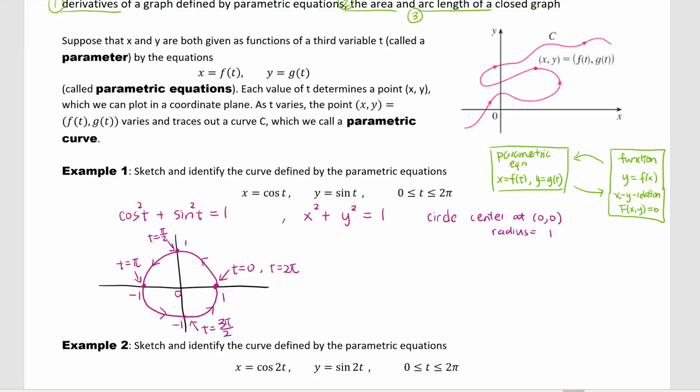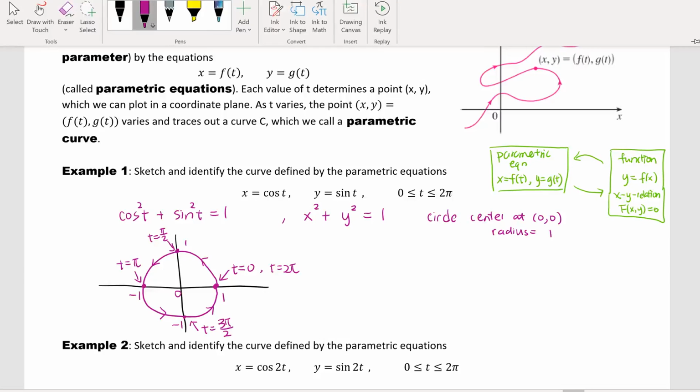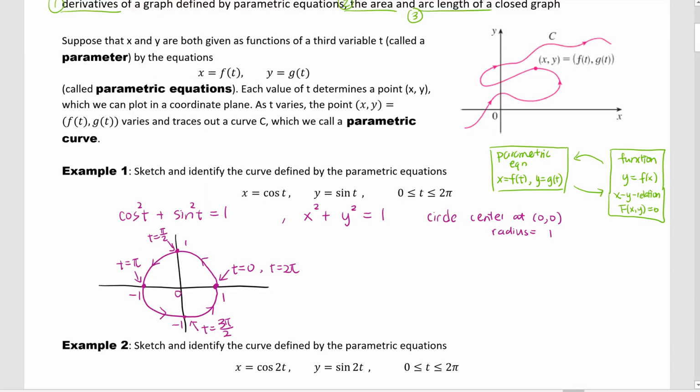Okay, and so this is the curve. The curve is a circle. What is the standard form for the circle? Well, the standard form for the circle is (x minus a) squared plus (y minus b) squared equals r squared, where the center is (a, b) and the radius is r.